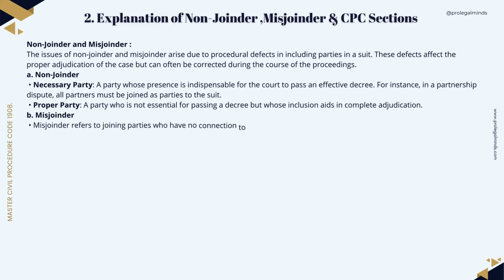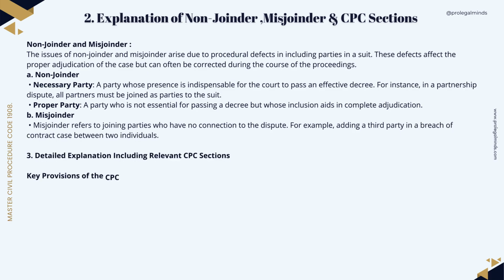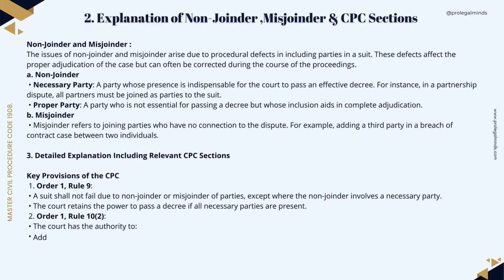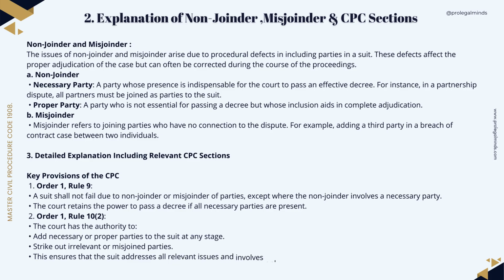A. Non-joinder. Necessary party: a party whose presence is indispensable for the court to pass an effective decree. For instance, in a partnership dispute, all partners must be joined as parties to the suit. Proper party: a party who is not essential for passing a decree but whose inclusion aids in complete adjudication. B. Misjoinder. Misjoinder refers to joining parties who have no connection to the dispute. For example, adding a third party in a breach of contract case between two individuals.